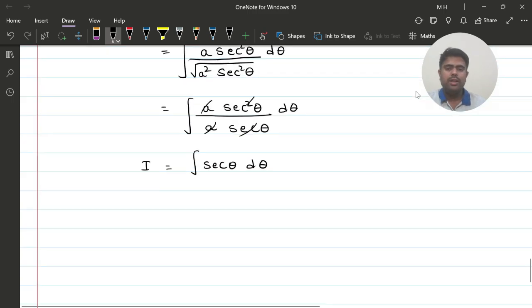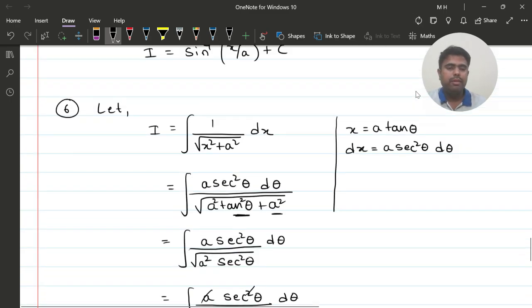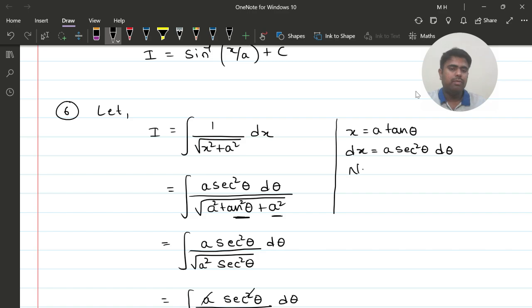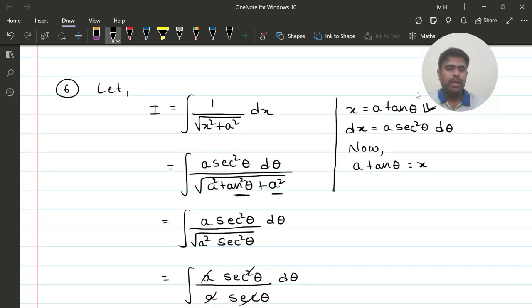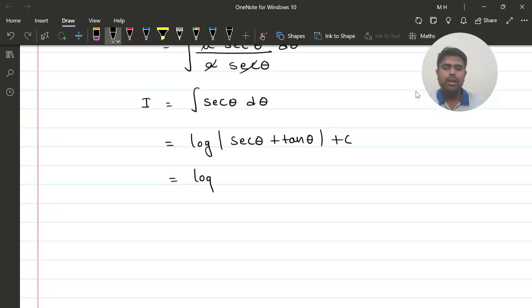Now the integral of sec theta would be log mod sec theta plus tan theta plus c. Now we can get the value of tan theta from here. a tan theta is equal to x, this is where we have substituted, right? Now what will I get? tan theta is equal to x by a. So therefore log mod sec theta plus tan theta, where tan theta would be x by a, plus c.